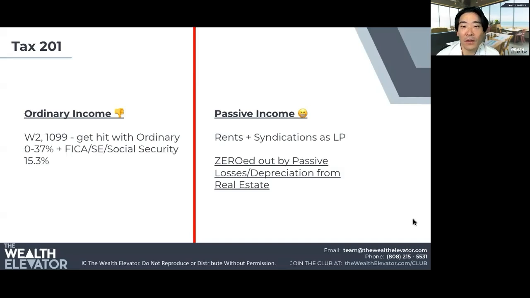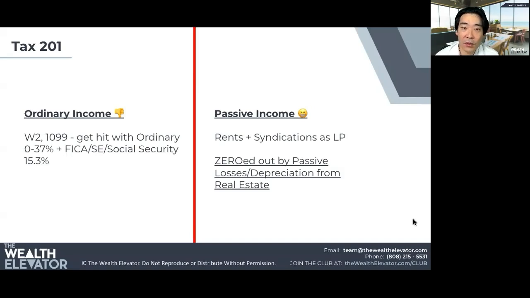What we want more of is on the right side, which is the passive income. Passive income, other than the fact that it sounds cool and everybody wants passive income, from a tax perspective, again, we're going to focus on this. Passive income comes from sources such as rents or syndications as a passive investor. And what's cool about this is you can zero out your passive income with passive losses, slash depreciation, from real estate. Again, if you have ordinary income, there's nothing really to shelter that or lower it down, right?